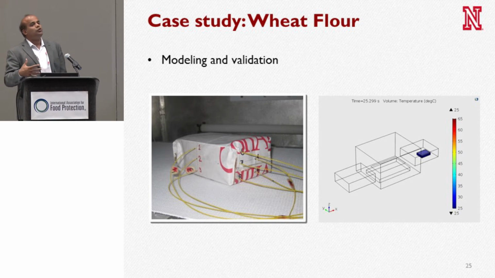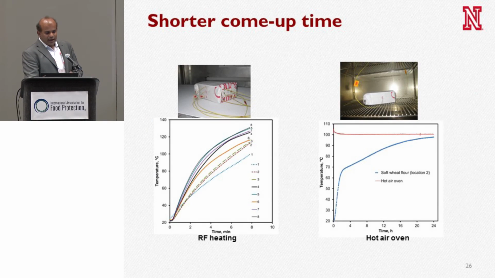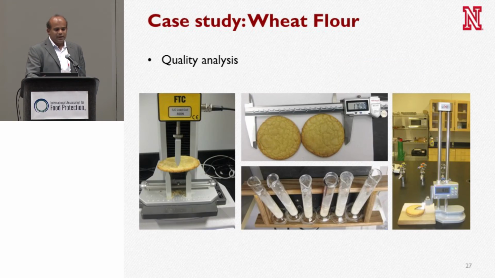Then you go to the retail packaging type, or whatever the final packaging you want to use, model it across, and optimize the package shape and the electrode shape. Here you can see that with radio frequency, the come-up time is about 8 minutes. The similar one is around 24 hours in a conventional treatment, for the same product shape and configurations. So the advantage of the RF is primarily the shorter come-up time. Then we did the final quality analysis and showed that it works very well.